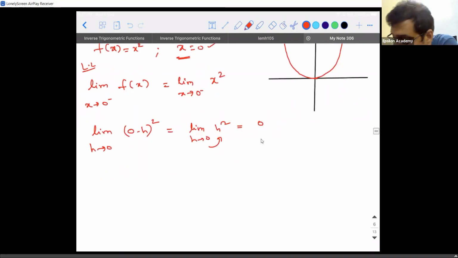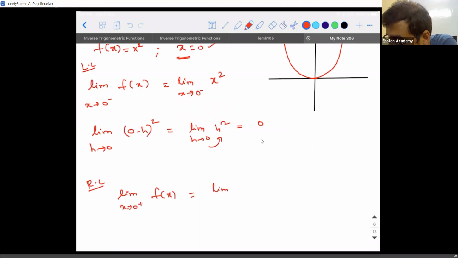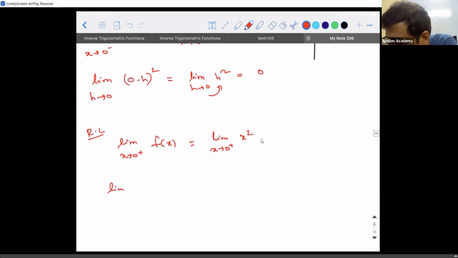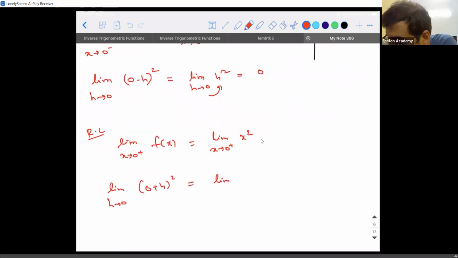Similarly, what do you get for the right limit? Limit x tends to 0 plus f of x is equal to limit x tends to 0 plus x square. Limit h tends to 0, (0 plus h) the whole square, which is nothing but limit h tends to 0, h square, that is equal to 0. Okay. So I suggest you guys to do in this way. In the exam, you can do using that limit x tends to c f of x is equal to f of c.